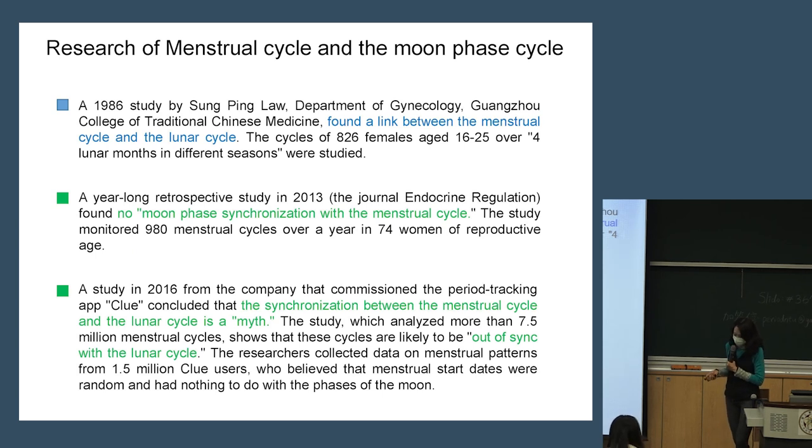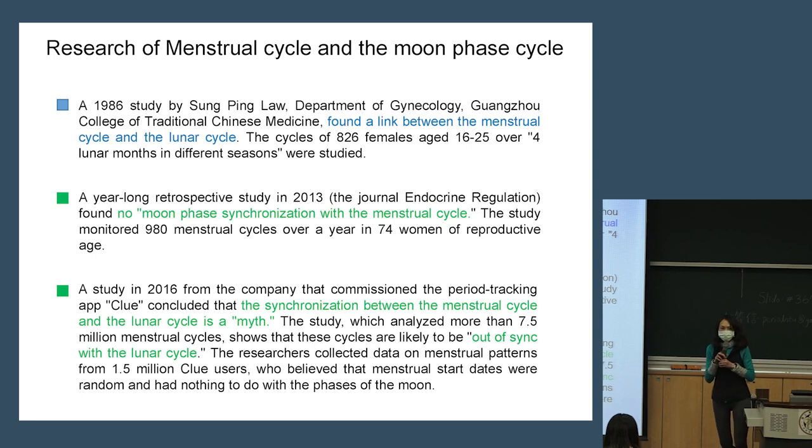Let's take a look. Somebody made this study. It's in China. They studied 800 plus females, ranging from the puberty to 25 years old. And they followed up and they said that they think it's likely there's a link between menstrual cycle and lunar cycle. Okay? But years later, in 2013, there's another study, studied 74 people during the reproductive age. Basically, these women all have period. And then they see whether their menstrual cycle is correlated with the moon. They said no moon phase synchronization is observed.